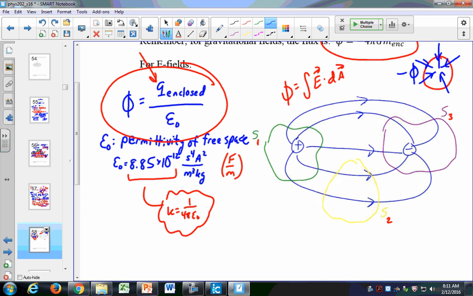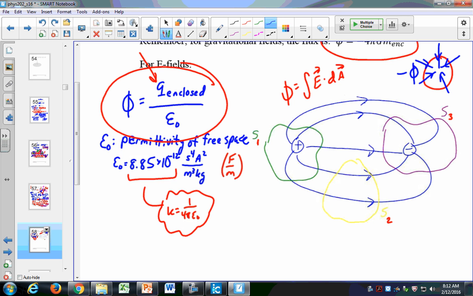This one is zero flux because in this figure I have two field lines coming in and two field lines going out. It's a little more complicated than that because you can draw as many field lines as you want. But in this particular case, I know that my net flux here will be zero. I know that because there's no charge inside of the surface, and by Gauss's law, if there's no charge, then the net flux has to be zero.